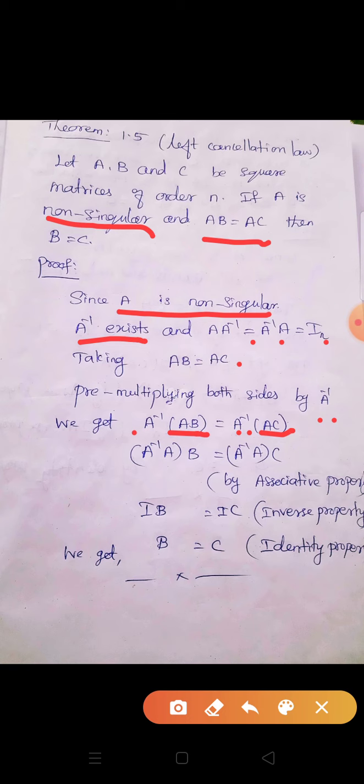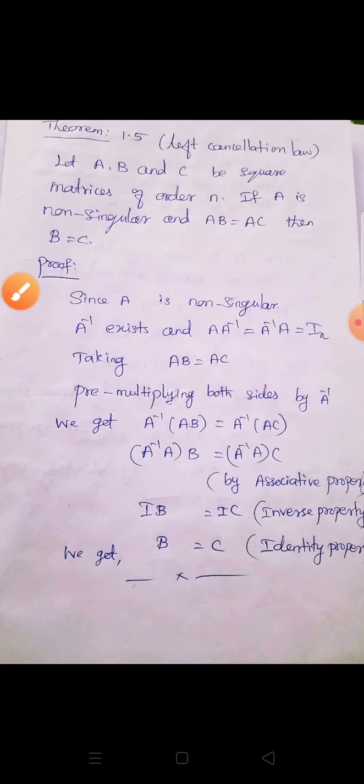Now, what is our associative property? A inverse AB will become A inverse A B, and A inverse AC will become A inverse A C. This is the associative property. Now A inverse A is equal to I, the inverse property. Now the identity property: I B is equal to I C, so B is equal to C. Now listen, we have finished our proof.